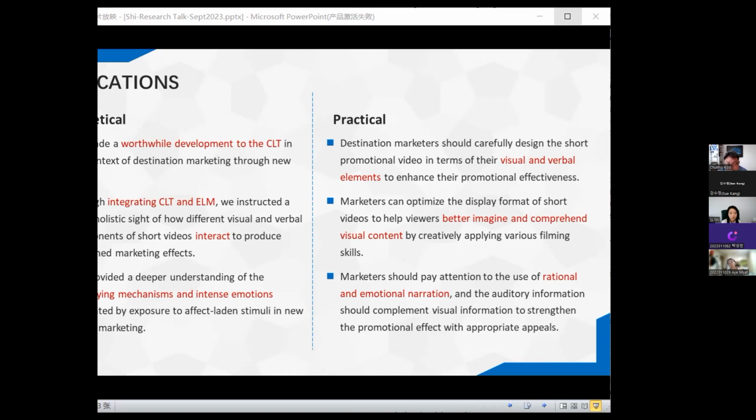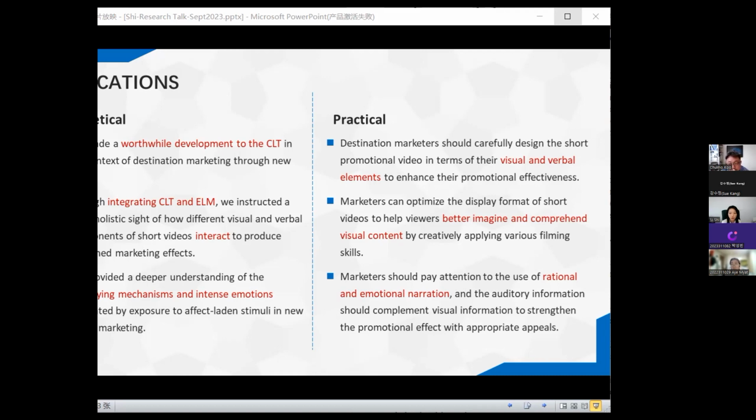And further, given the key mediating role played by the imaginary fluency, the marketers can optimize the display format of the short videos to help the tourists better imagine and comprehend the visual content. For example, they can creatively apply various film skills such as long and short lens, zoom lens, depth of field techniques, as well as over the shoulder angles, to help them better imagine themselves in the contextual settings. And finally, the marketers should be cautious about the message appeals embedded in the narration.